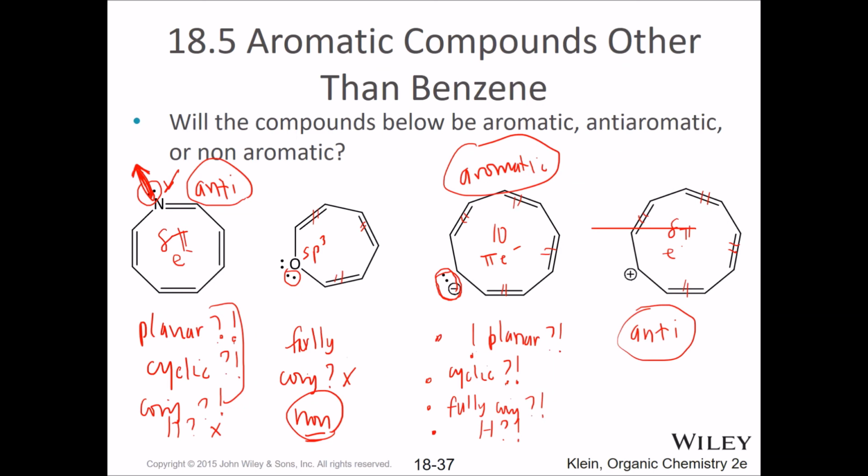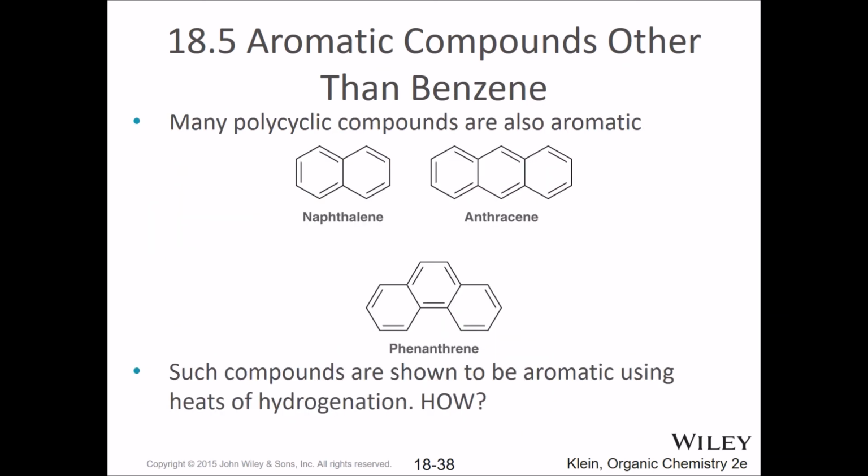Okay, so the last slide I want to look at is this. Many polycyclic compounds are also aromatic. You have naphthalene, which you should say out loud. Anthracene, draw it and say it out loud. These 2 are pretty common in textbooks and such. You'll be more comfortable if you say these out loud and draw them. And then phenanthrene, which we don't see as much. If you've got the energy for it, draw it.